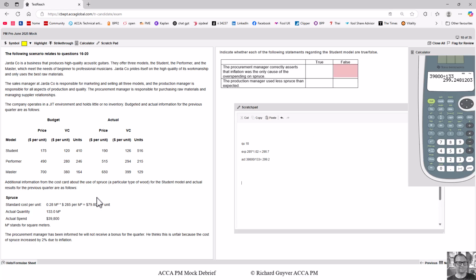Let's look at the production manager. The production manager used less spruce than expected. So they're expected to use 0.28 per unit, and there are 516 units. Expected use 144.38. They actually used 133, so that is less. That claim is correct.